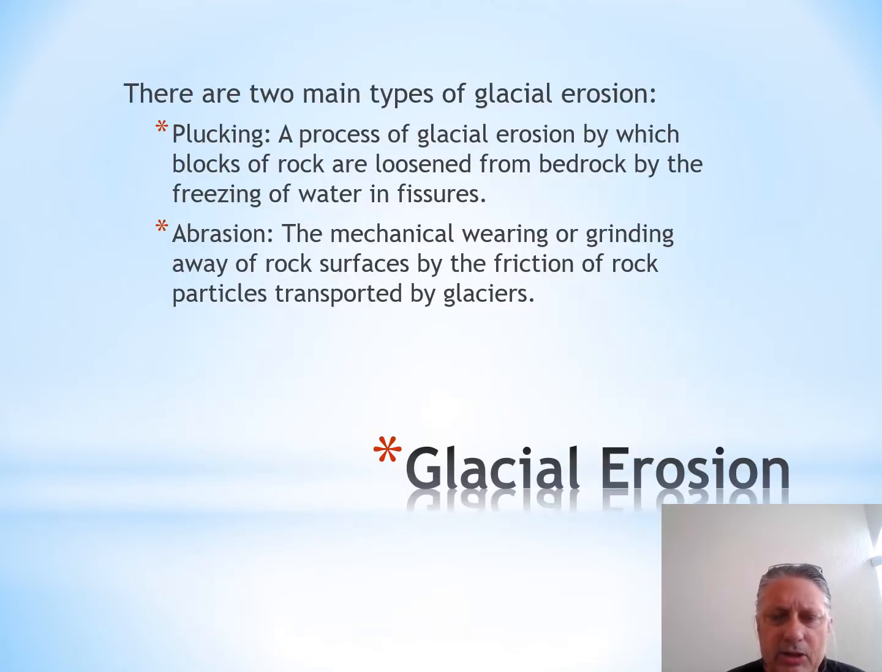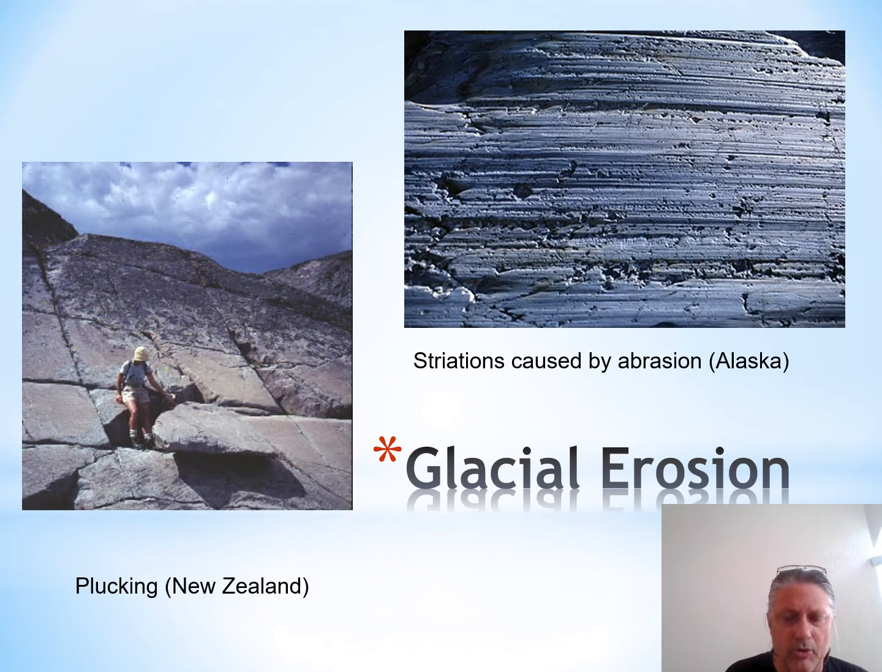Now, as this glacier moves through that valley, it plucks rock, pulls it right out, and then it drags that rock in an abrasive method. So the two main types of glacial erosion are plucking and abrasion. You can see plucking in New Zealand there, in one of the alpine glaciers, pulling that boulder out, and then striations caused by abrasion in Alaska.